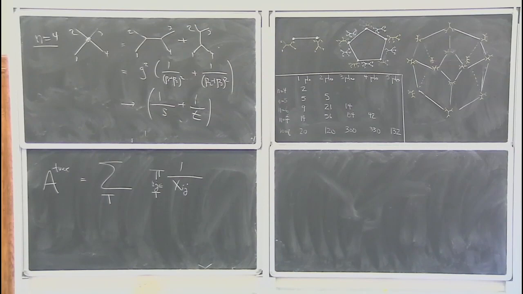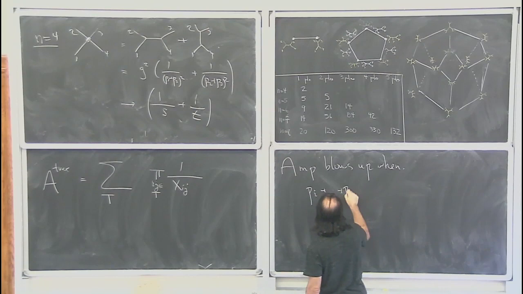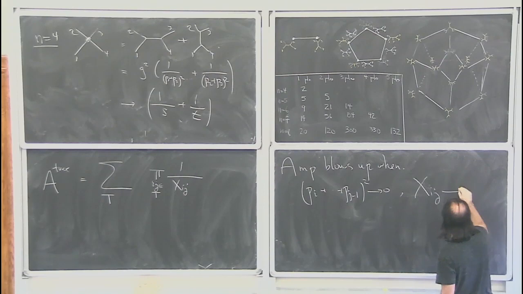Okay, so that's the first thing you notice, is that the amplitude blows up somewhere. When? When some sum of p_i plus ... plus p_{j-1} squared goes to 0, or in terms of our new variables, when some x_ij goes to 0. So that's the first thing anyone notices, is that the amplitude blows up somewhere.